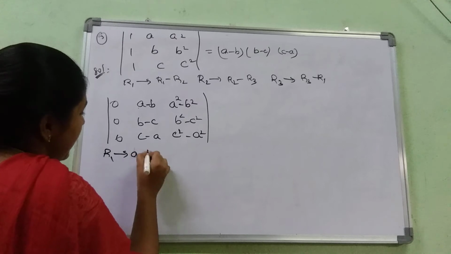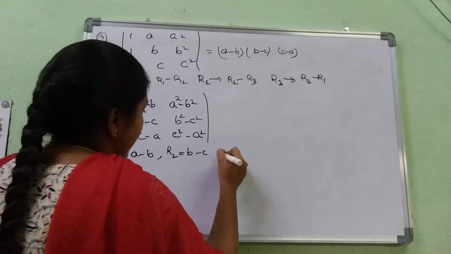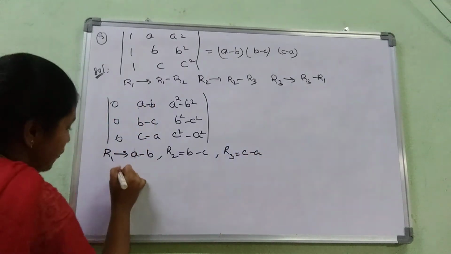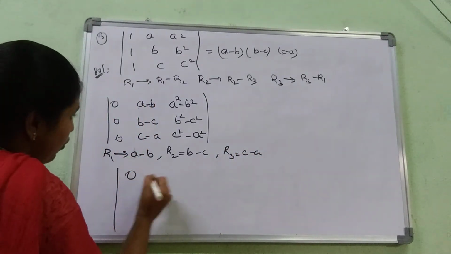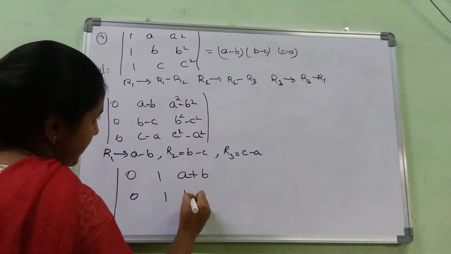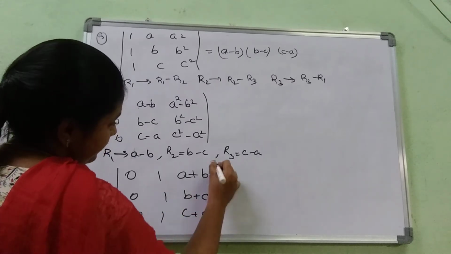From row 1, I am taking A minus B out. From row 2, B minus C. And from row 3, C minus A. Okay. So therefore, the resultant matrix will be 0, 1, A plus B. 0, 1, B plus C. 0, 1, C plus A.